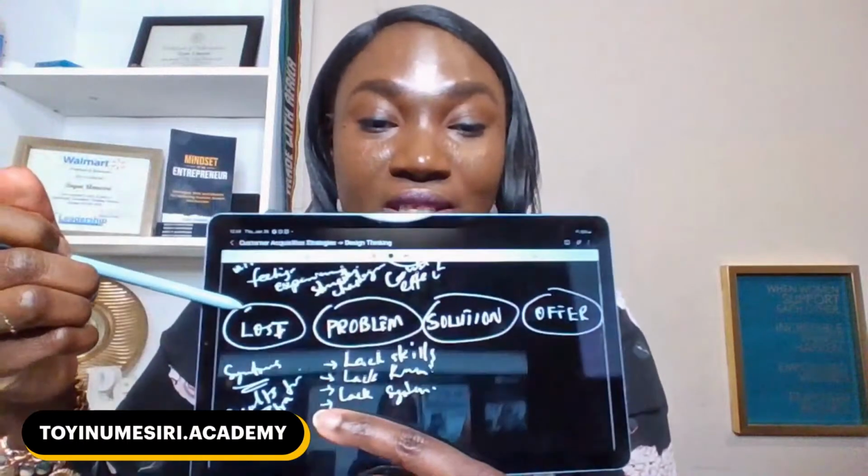This is right. So again, lost, problem, right? So list out the problems: lack of skills, lack of knowledge, lack of systems, lack of strategies, lack of the right mindset, abundance mindset, right? Lack of patience. This is the problem. If you plant a seed and you want the result today, you're not patient enough. In business, patience is required as well.